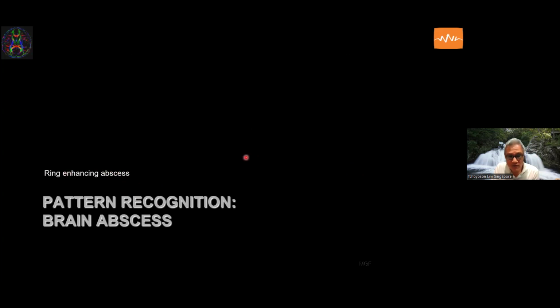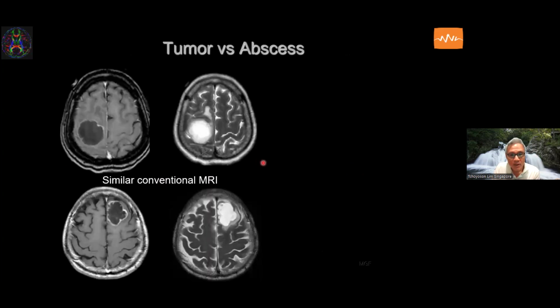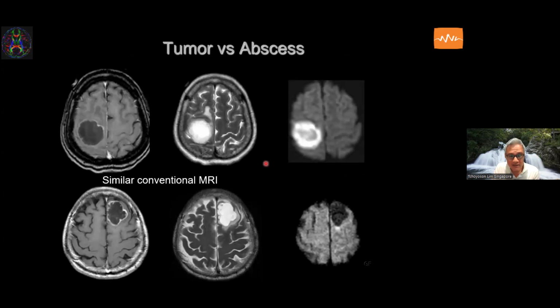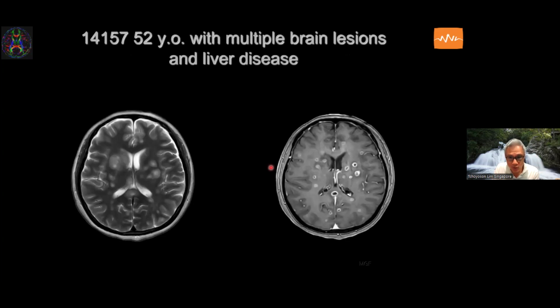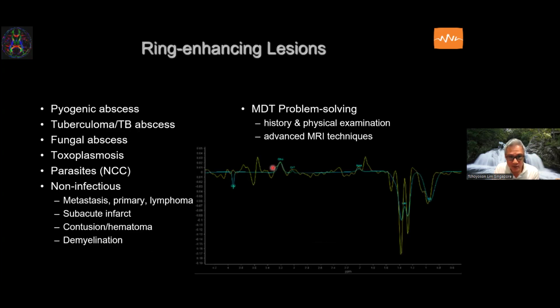So the next pattern, we will come back to the idea of brain abscesses and the differential diagnosis of ring-enhancing lesions. So I've mentioned that the classic ring-enhancing lesion is abscess, and we can use diffusion as a differential tool for making the diagnosis.